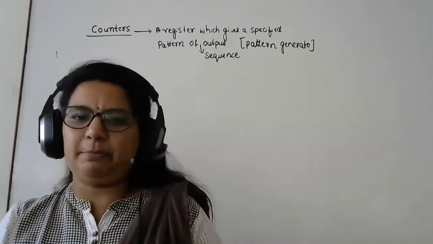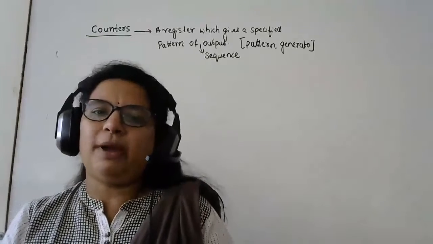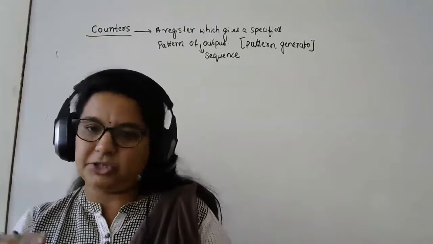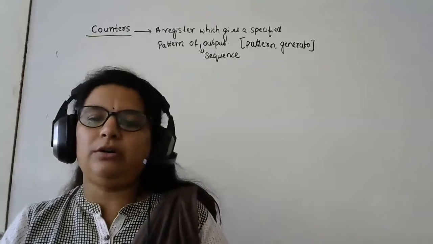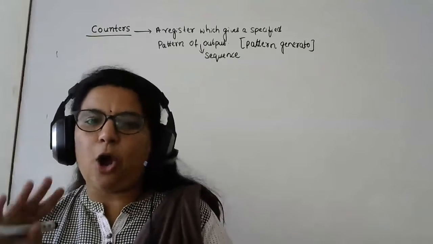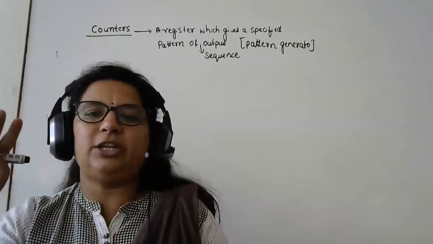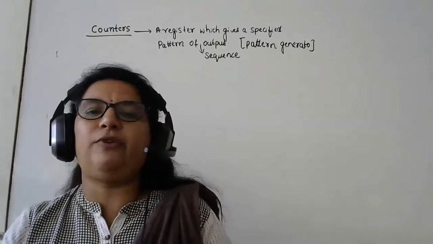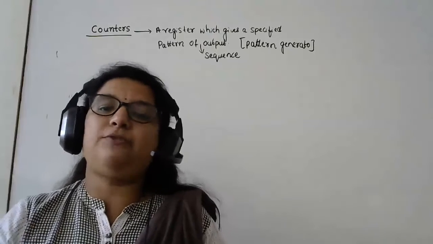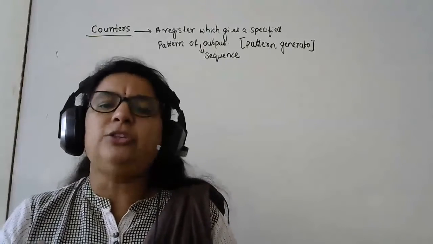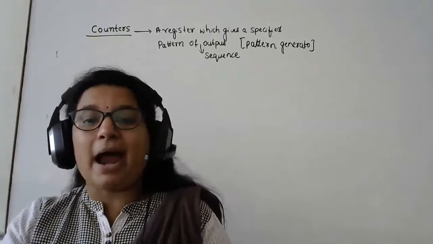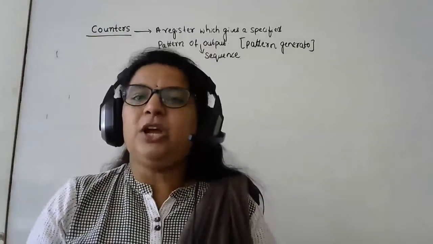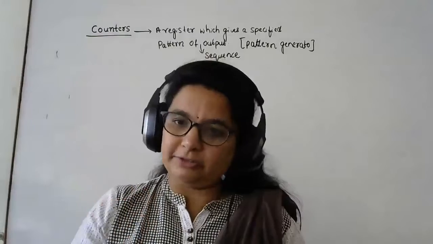What do you mean by a specific pattern? Say it's a 3-bit counter, which is a 3-bit register. Now I want the output of this register at clock 1 to be 001. In the next clock pulse, I want my output to be 110. The next clock pulse, I want my output to be 011. So something like this. If I'm getting an output in a specific pattern, then I call it a counter. Fine, so that is a class of a register.